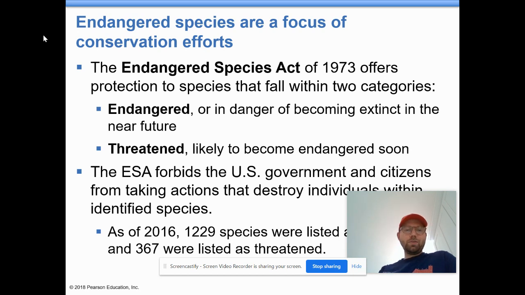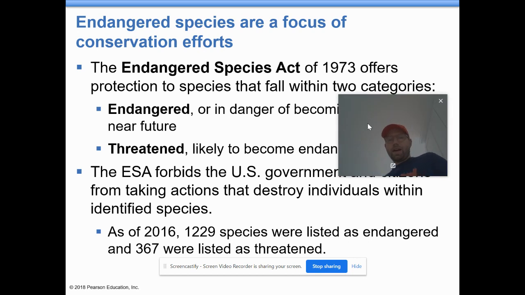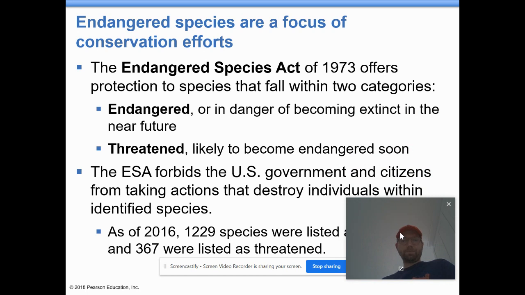As of 2016, there were 1,229 species listed as endangered and 367. I haven't updated that number, but I'm sure that it's increased, unfortunately.